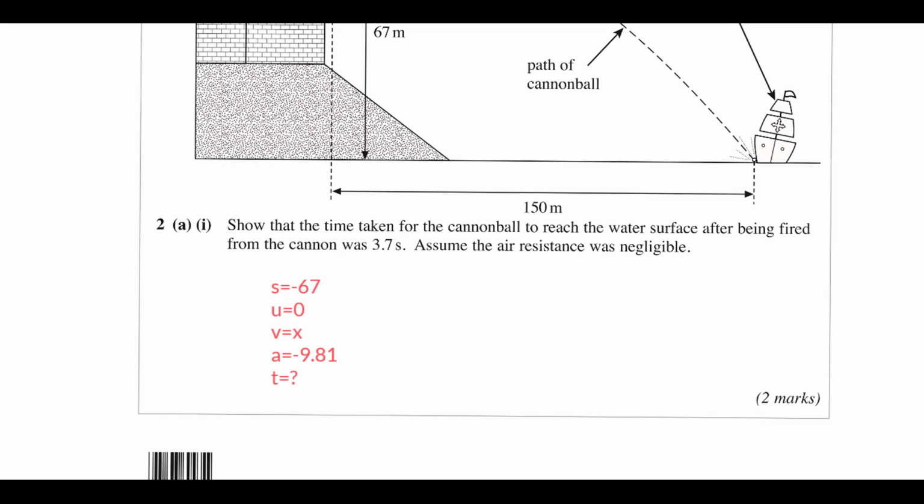Okay, so when I'm doing these motion type things, I like to pick out from the question what I've got and write it out like this. So we can see it's falling downwards 67 meters, so that's why the displacement's minus 67. The acceleration is downwards, so we've got an acceleration of minus 9.81. We don't know what its final velocity is, so we want the equation without v in it, and we want to solve for t. So the equation that doesn't have v in it is this one, s equals ut plus half at squared. U is 0, so we can immediately get rid of that term.